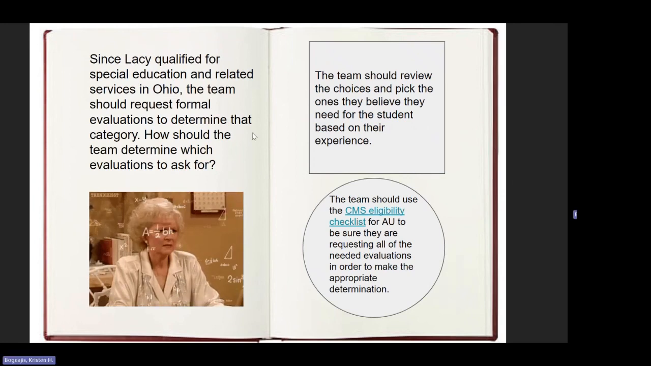Since Lacey qualified for special education and related services in Ohio, the team should request formal evaluations to determine that category. How should the team determine which evaluations to ask for? Should the team review the choices and pick the ones they believe the student needs based on their experience? Or should the team use the CMS eligibility checklist for AU to be sure they are requesting all the needed evaluations in order to make the appropriate determination?